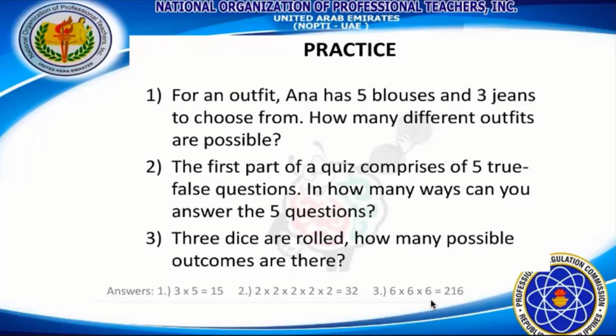Mga simple lang siya, diba? Na para ang hirap i-solve, pero madali lang pala. Okay? Basta, analyze mo lang yung dice. Halimbawa, 6 na faces yun. Kung 3 dice, so 6 times 6 times 6. Kaya 216. Okay?